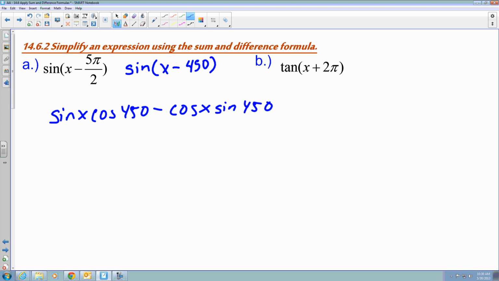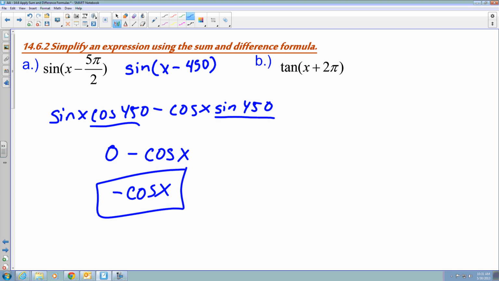So if I look at this here, cosine of 450 will give me 0. So anything multiplied by 0 is going to give me 0. So I got minus, and then the sine of 450 here is 1. So cosine times 1 gives me the cosine of x. So 0 minus cosine of x gives me a simplified form of negative cosine of x. Okay?